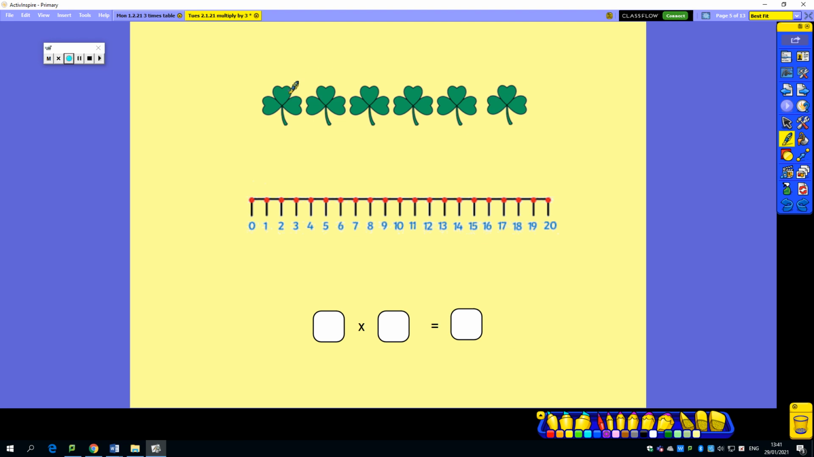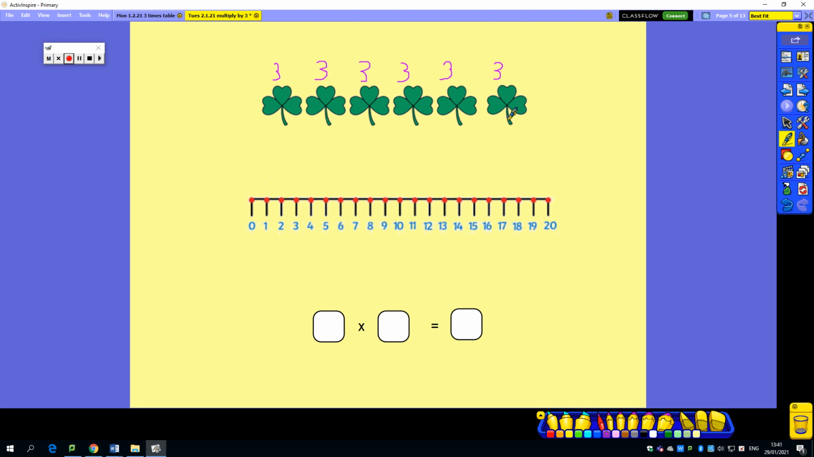Okay, so we can see our groups of 3 on our leaves. 1 group of 3, 2 groups of 3, 3 groups of 3, 4 groups of 3, 5 groups of 3, and 6 groups of 3 this time. So I'm going to count in my 3s to find the total. 3, 6, 9, 12, 15, 18.